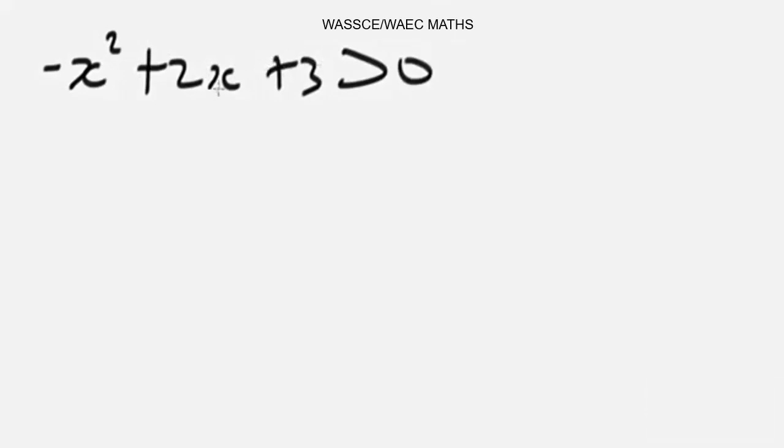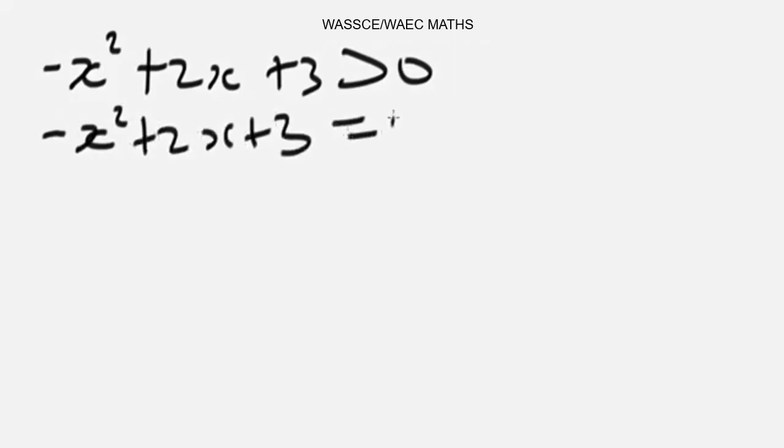So feel free to pause this video and see if you can figure out how to do this. Okay, let's do it together. Now, this is the same thing as minus x squared plus 2x plus 3 equals 0.